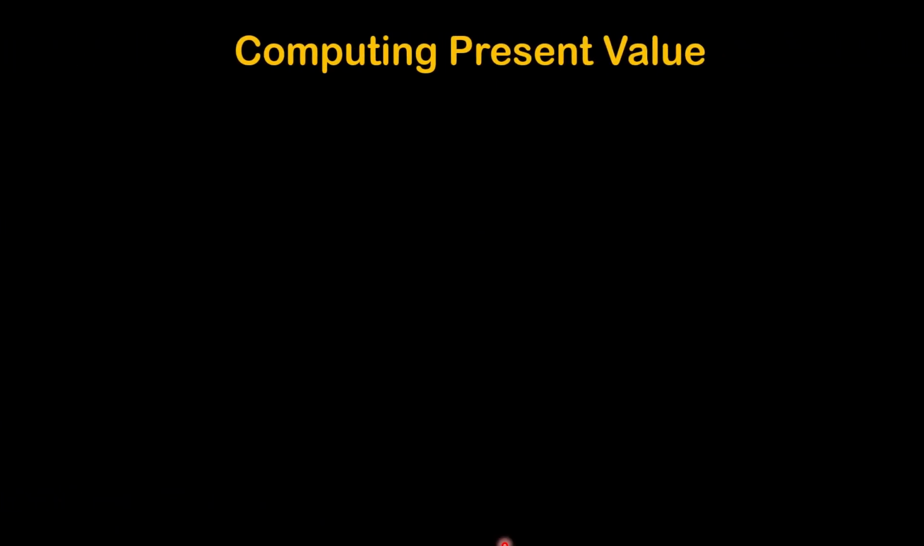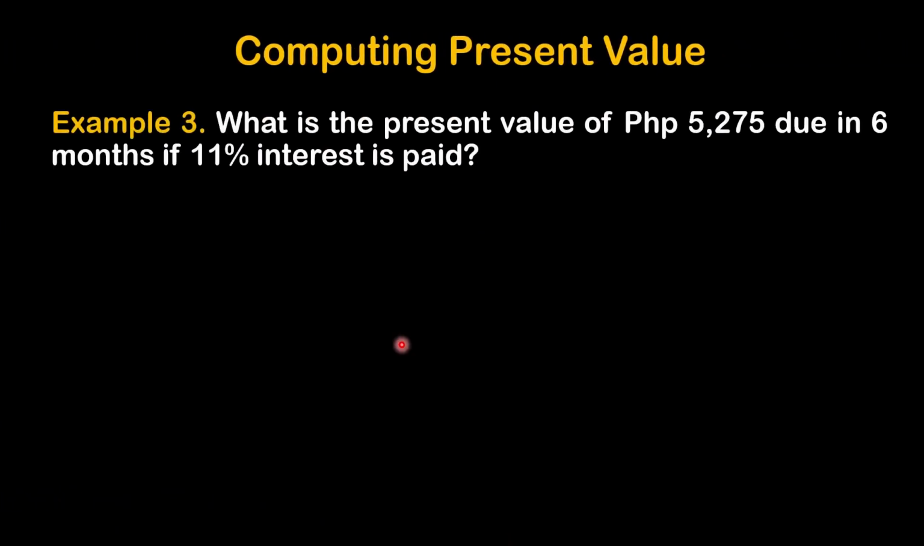Now let's proceed to our third example. Okay, what is the present value of 5,275 due in 6 months if 11% interest is paid? Okay? So again, what we need to solve here is the present value. Okay? So what is the present value? Therefore, our goal is to find the value of P. Okay? Now, our next step is to identify what are the given. What are the given in the problem?